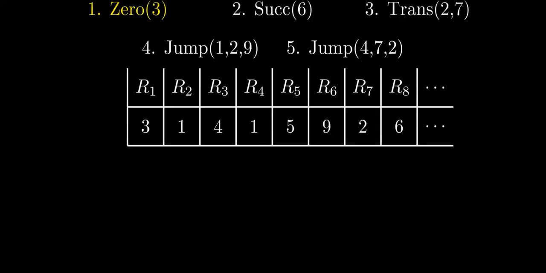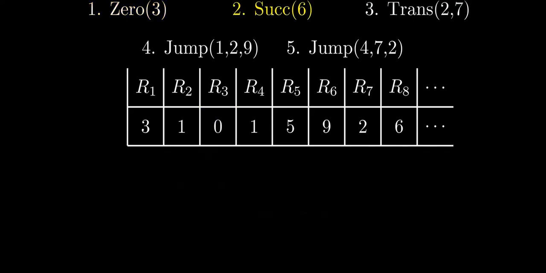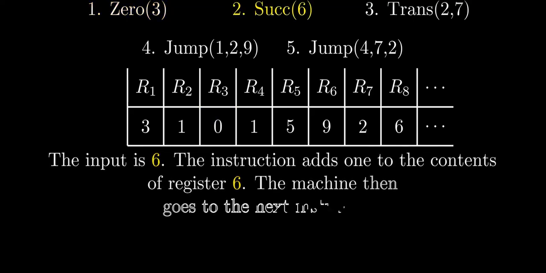The first type of instruction is called the 0 instruction. It takes in one input, in this case 3, and turns the contents of register 3 to 0. The machine then goes to the next instruction. The second type is the successor instruction. It takes in one input, here 6, and adds 1 to the contents of register 6. The machine then goes to the next instruction.